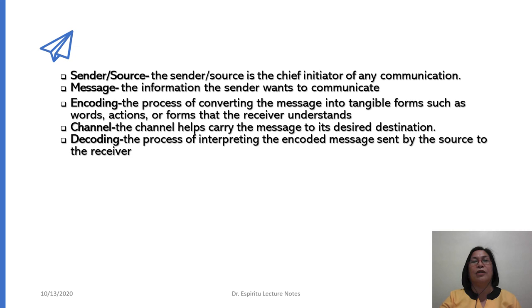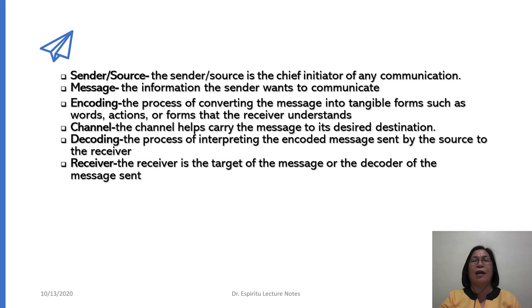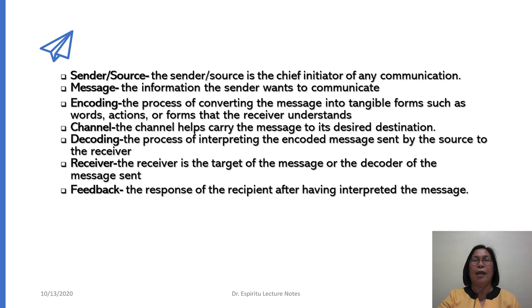Then the receiver. The receiver is the target of the message or the decoder of the message sent. So in our case, I am the first to say hi to you, my students. So you are the receiver. You are the one who is going to send back feedback. Or in the case of saying hi to somebody, that somebody is going to respond, and that is what we call the feedback after having interpreted the message. So the interpretation process, the decoding process, could be very quick, or sometimes it could take a bit of time before you would respond.